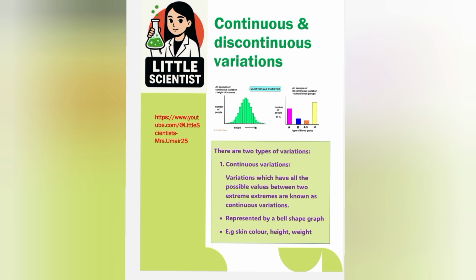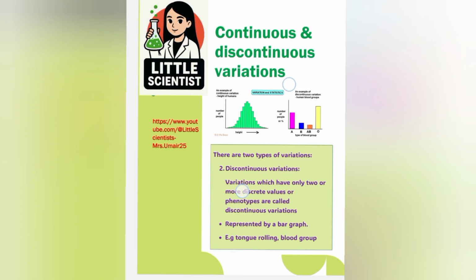Now we will move towards discontinuous variations. Look at this. This second graph has different bars: pink, blue, orange and yellow, and these bars have no connection with one another. So discontinuous variations are variations which have only two or more discrete values or phenotypes. They do not have any in-between values. They are represented by a bar graph in which all the bars are distinct from one another.